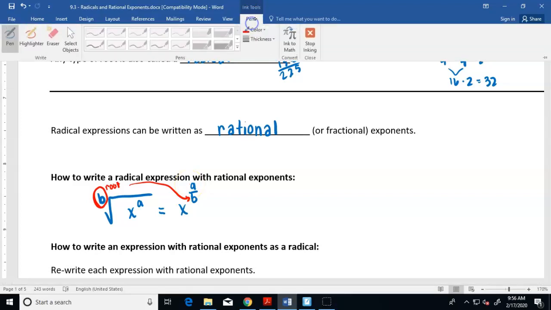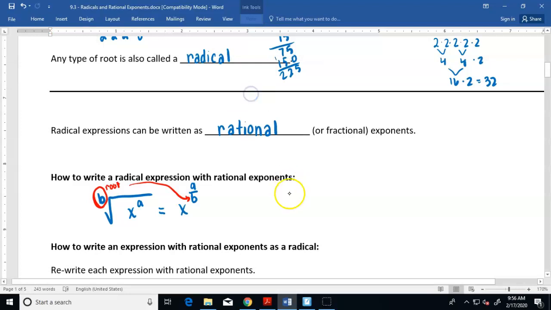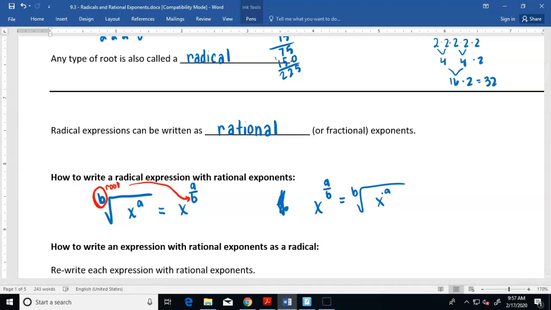You can also do this the other way. Whenever you have x to the a over b, you can write it: the bottom of the fraction is your root. It goes out here. Then you'll have x to whatever power you have on the inside. Okay. So at times we might need to take our rational exponents and write them as radicals. Sometimes we need to go from radical to rational.